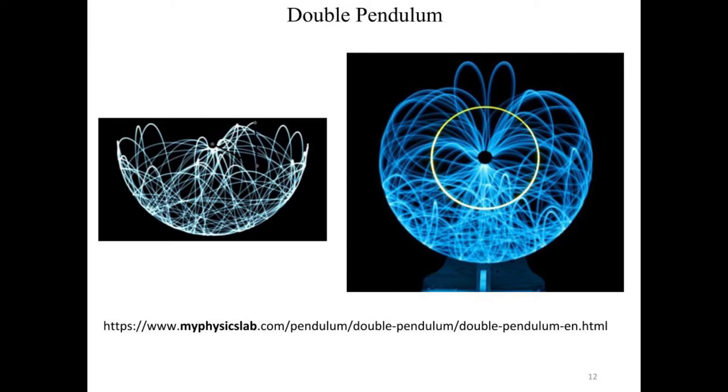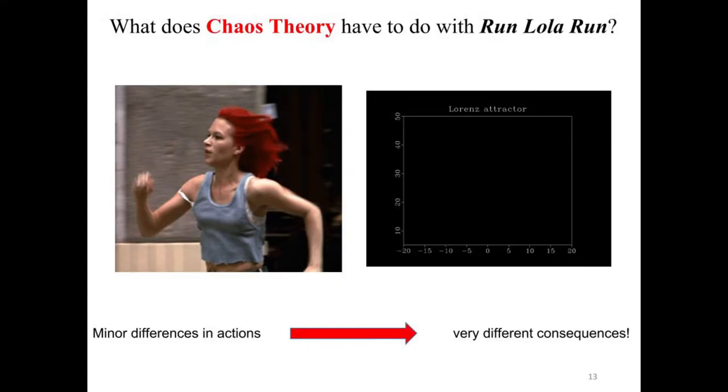So that's basically chaos theory and the butterfly effect. So let's talk a little bit about what it has to do with Run Lola Run. In Run Lola Run, we see the characters go through minor differences in the actions with very, very different consequences for both Lola and people that she runs into, as well as Manny and people that he runs into.